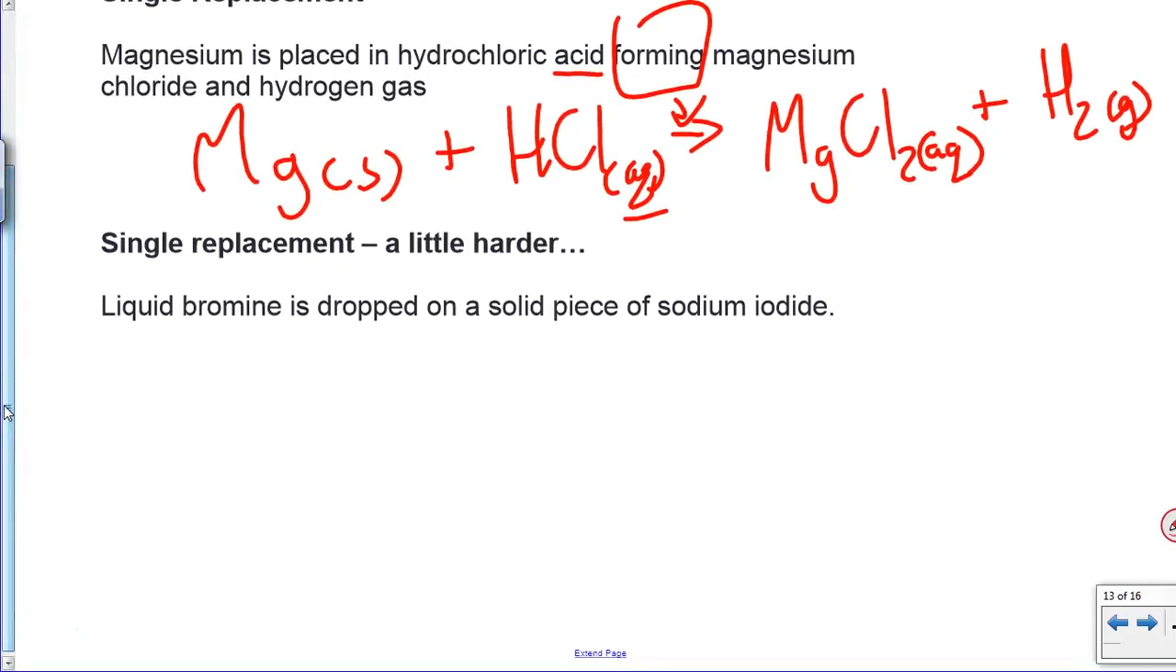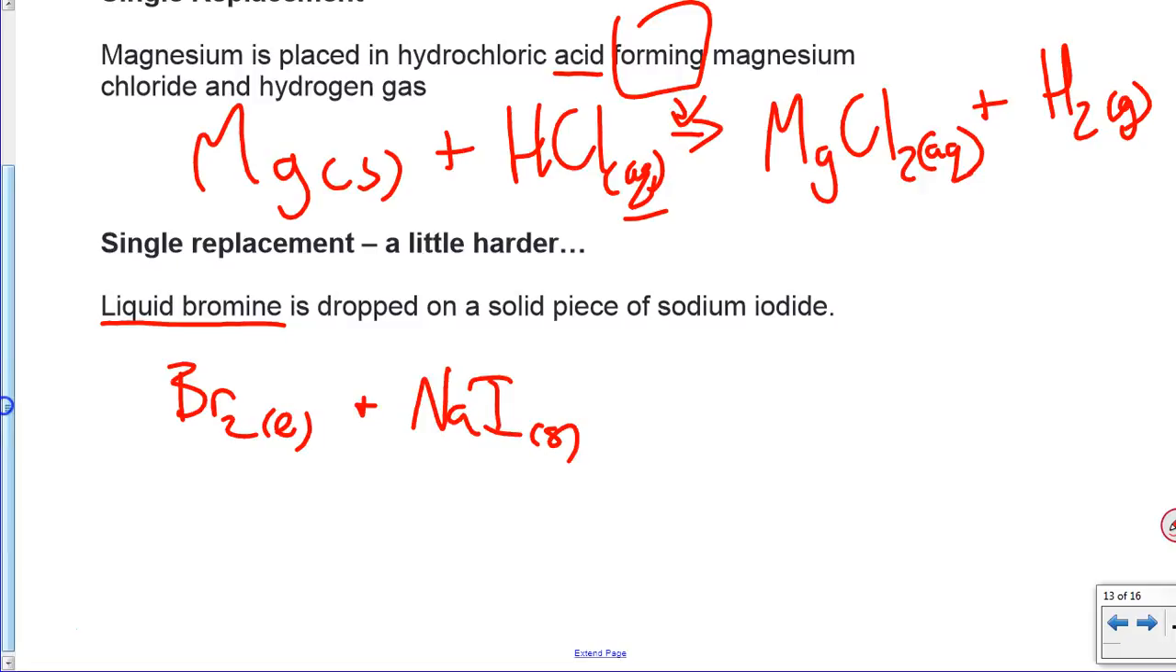Okay, let's look at something a little harder. We have liquid bromine dropped on a solid piece of sodium iodide. So let's break this down. Initially, we have liquid bromine. This is just again another diatomic, and we see this in the liquid phase according to our periodic table. Now we are adding it to a piece of sodium iodide, NaI. Obviously this is a solid because it says a solid piece right here. But what's different about this question is that we are not given any products, so we have to try to predict what the products are going to be.